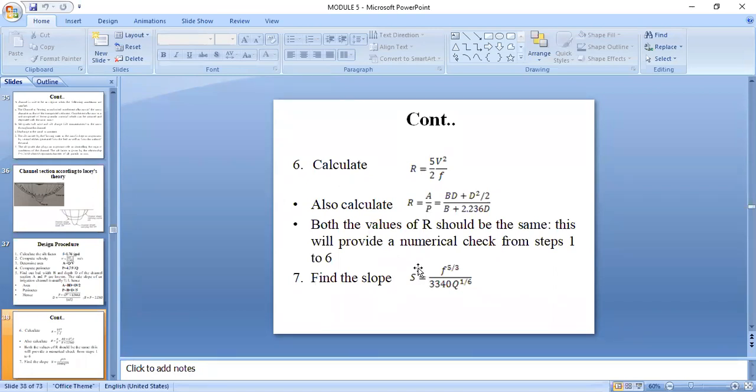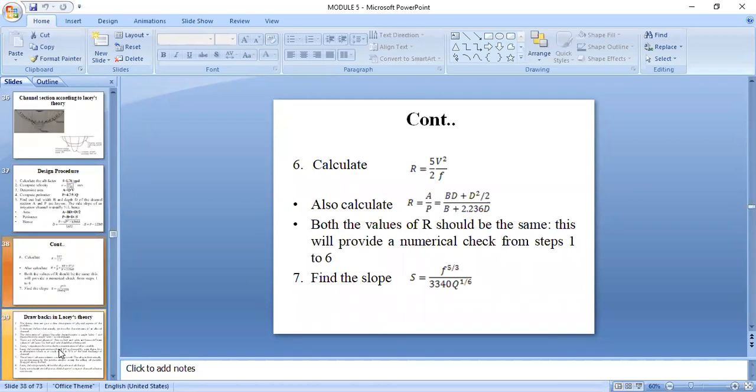So S is given by the equation f to the power of 5/3 divided by 3340 q to the power of 1/6. This equation will give you the longitudinal bed slope of the canal. In case of Kennedy's method of channel design, the longitudinal bed slope of the canal is got by trial and error method. Whereas in Lacey's method of channel design, he has developed an equation or a formula to find the longitudinal bed slope of the canal.